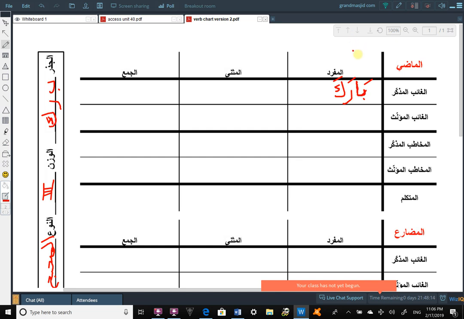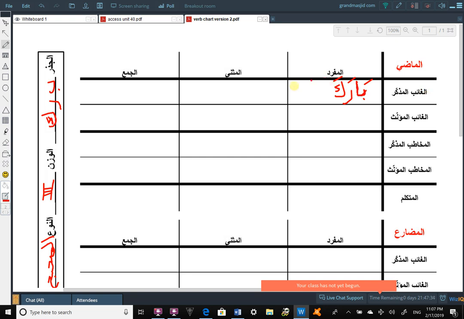Whereas if there was a form 1 and a form 2 of this verb, and not every verb has all 10 forms. Some of them don't even have form 1. Some of them don't have form 2. Some of them so on and so forth. If there was a form 1, then form 1 would have been, for example, baraka, right? Form 2 would have been baraka, right? And here form 3 is baraka. So that is al-ghaib, al-mudhakkar, al-mufrad. Third person, masculine, singular.